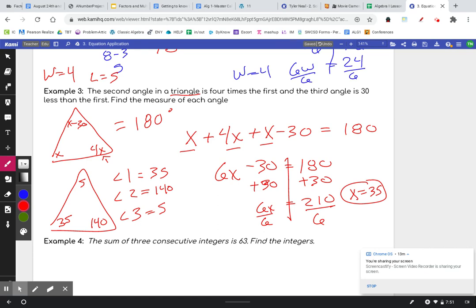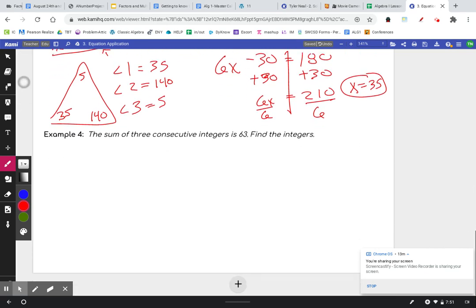Okay, last but not least, we have an example here of a consecutive numbers problem. It says the sum of 3 consecutive integers is 63. Find the integers. So we know that the addition of 3 numbers in a row, 3 consecutive, is 63. This is all we know so far. Is that some number, plus that number plus 1, because they're in a row, plus that same number plus 2, equals 63?